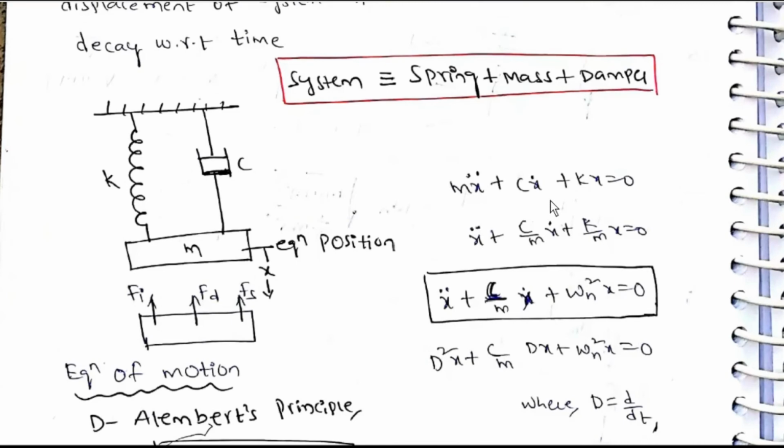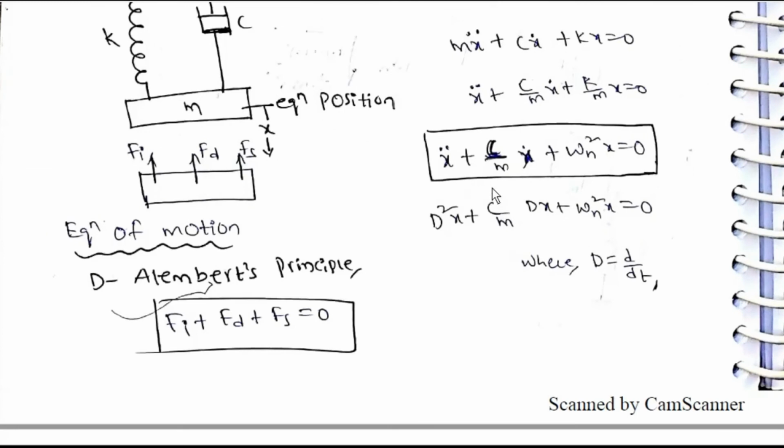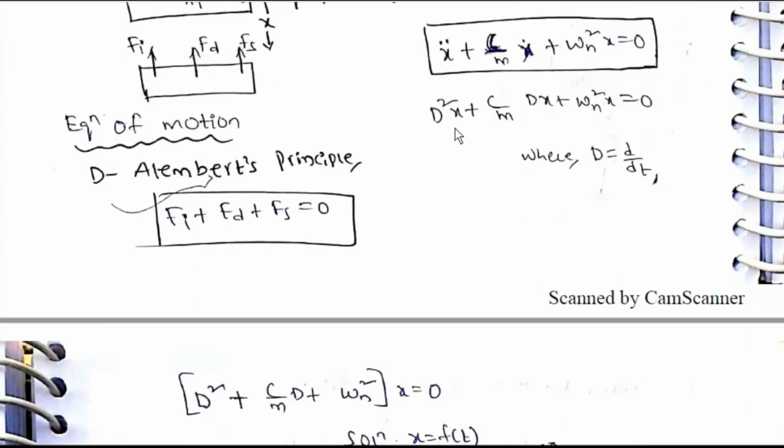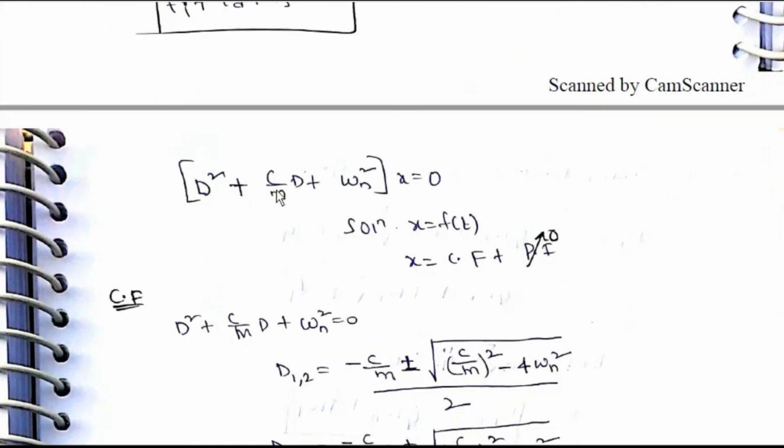Mx double dot plus Cx dot plus Kx is equal to 0. X double dot plus C by M x dot plus K by M x is equal to 0. X double dot plus C by M x dot plus omega n square x is equal to 0. D square x plus C by M into Dx plus omega n square is equal to 0. Equation of motion, D'Alembert principle: Fi plus Fd plus Fs is equal to 0, where capital D is equal to d by dt. (D square plus C by M D plus omega n square) x is equal to 0.